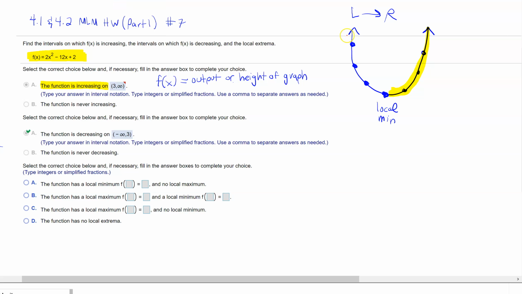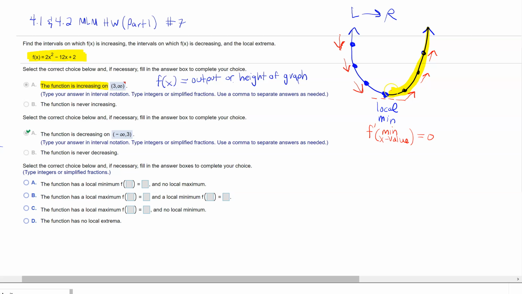We know that when the graph was decreasing, when the heights of the graph, the outputs, were going down, that's when my tangent lines had negative slopes. And then here at the local minimum, the tangent line went horizontal, so the slope of the graph at that minimum x value went to 0. And then the tangent line started pointing up, so those slopes started being positive again.